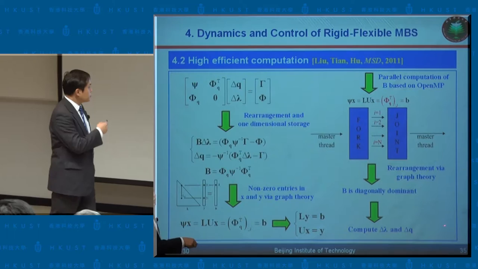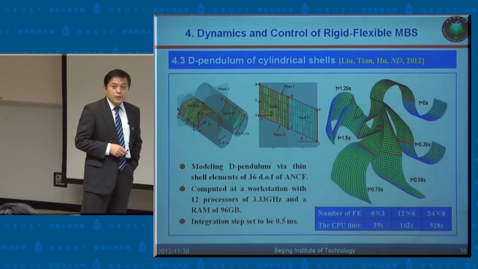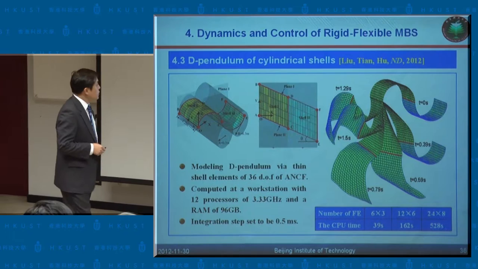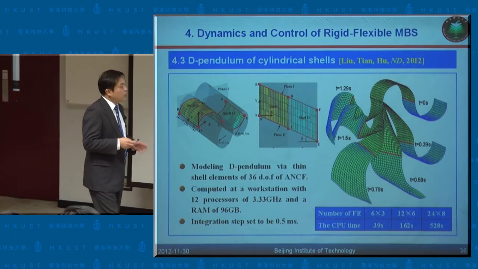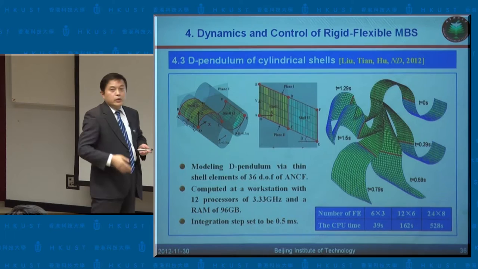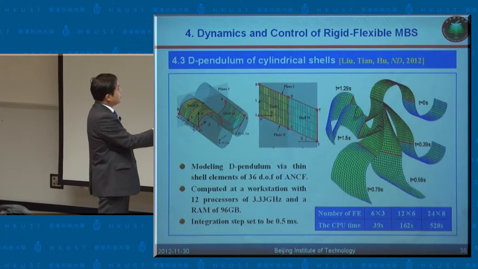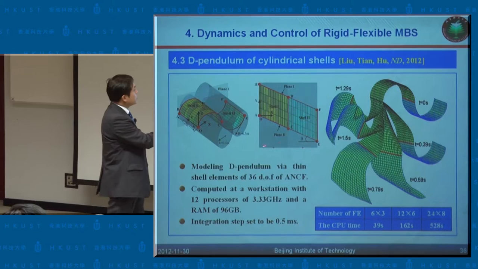And here I'll give you a simple example of flexible multi-flexible dynamics. This is also a double pendulum, but composed of more complicated components. It's made of shells instead of beams. For example, we have a single cylindrical shell. We cut the shell into two parts, and then we trim the two edges to give it an angle, theta. Then we connect these two edges through a joint, and then we will have a double pendulum.